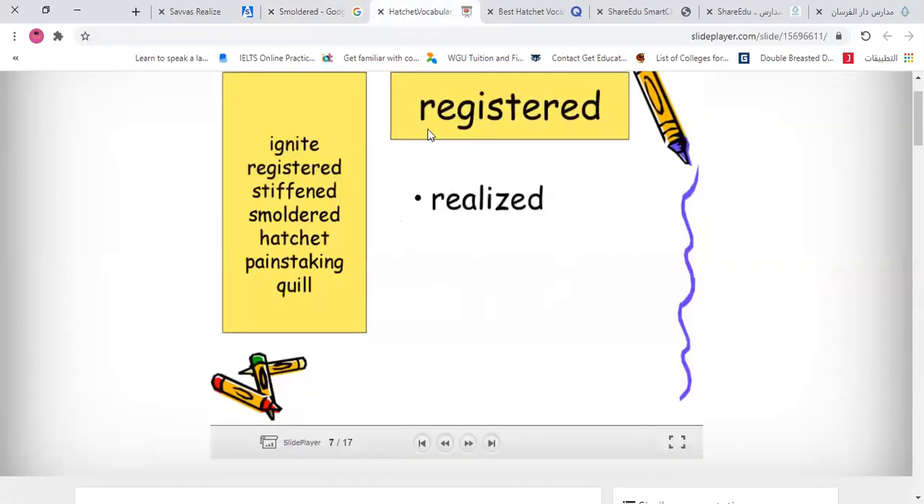And then we have registered. It means realized. And we have another meaning for registered, which is recorded. For example, I want to register this video, it means to record this video. We have another meaning also. When I say I want to register in this school, it means I want to sign my name and enroll in this school. Also, when I say I registered in my mind that today there's no school, registered means realized. So it has three meanings: realized, recorded, or enrolled.